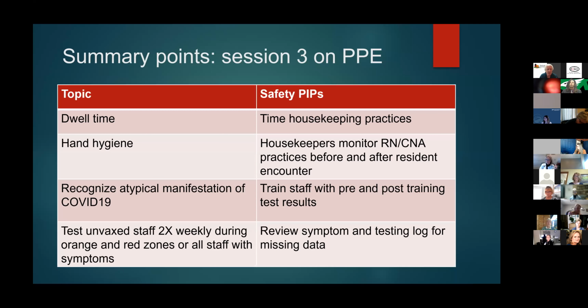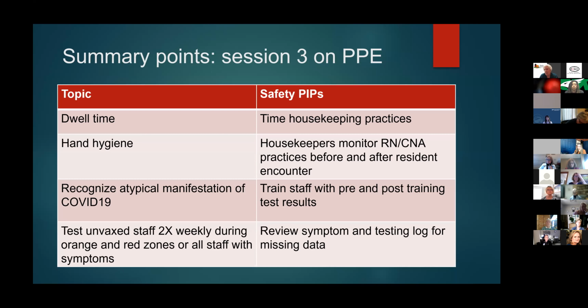And so what I did here is I provided what the topic is for safety, and then some possible program improvement projects that you can consider. Again, this is part of my concept of copy on the fly. So if you want, you can look at these slides later. You can jot these down and include those in your copy notes as potential PIPs moving forward.